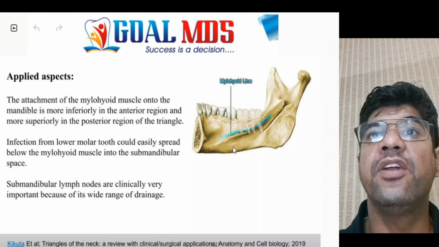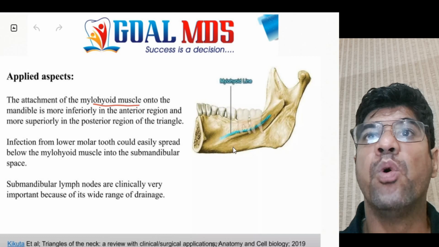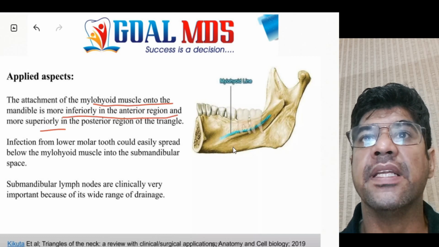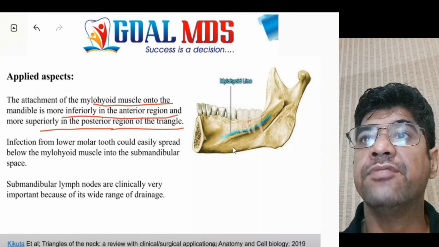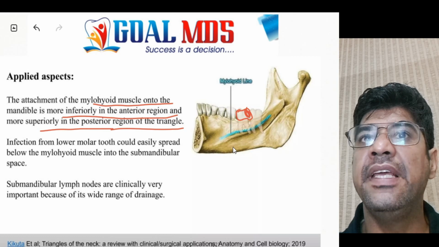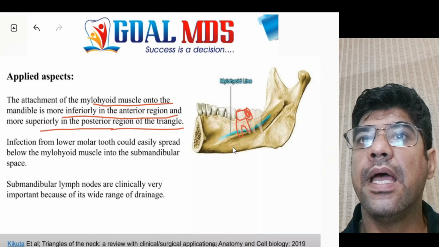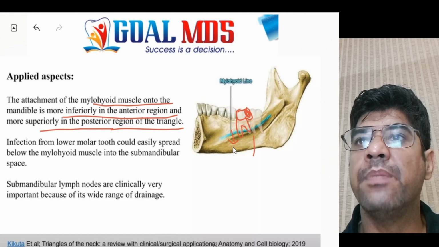The attachment of the mylohyoid muscle is more inferior in the anterior region and more superior in the posterior region. So suppose this one is a carious tooth. The infection from the lower molars could easily spread below the mylohyoid line and into the submandibular space.